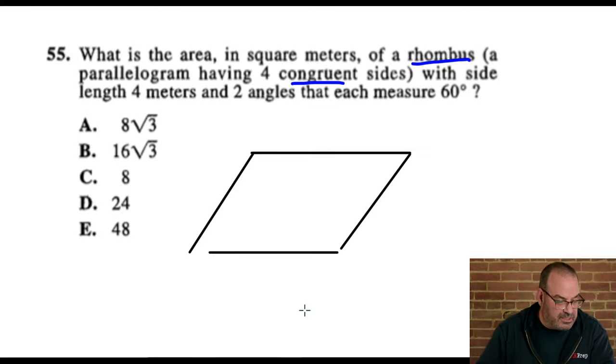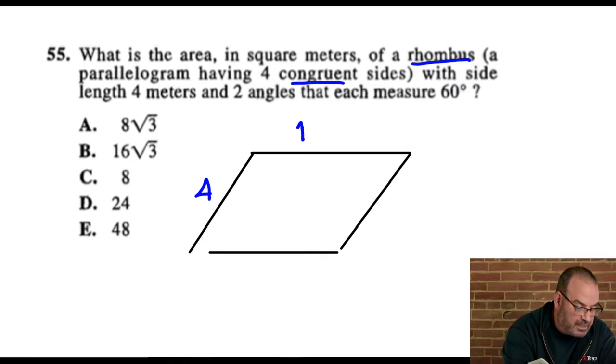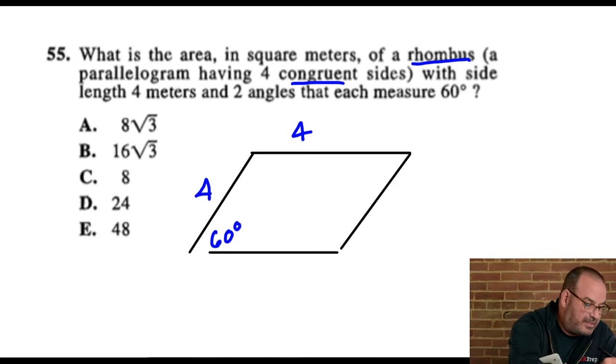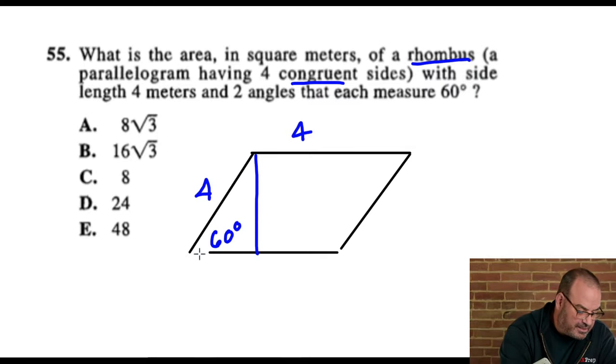All right, so this is a rhombus, and it has 4 congruent sides, length of 4 meters, and an angle of 60 degrees. Once again, this is not a quadrilateral question. It's a triangle question, because this is 60 degrees. So here is 60 degrees. So the angle is 30, 60, 90.